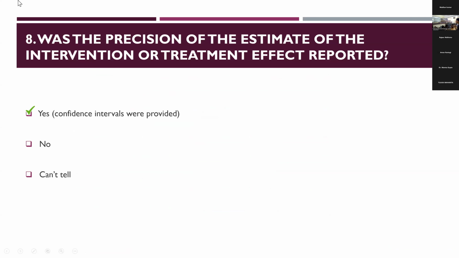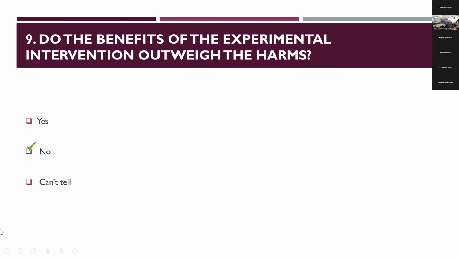So was the precision estimate of the intervention or treatment effect reported? Yes, confidence intervals were provided. And do the benefits of the experimental intervention outweigh the harms? I thought no.